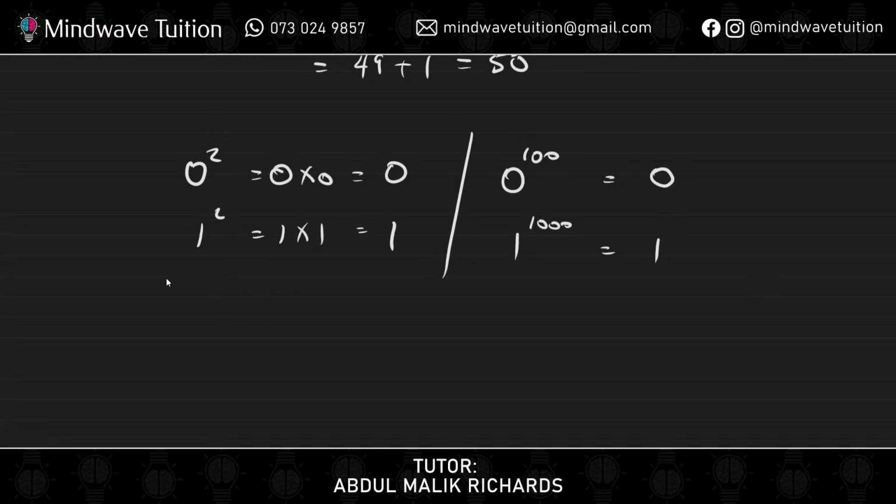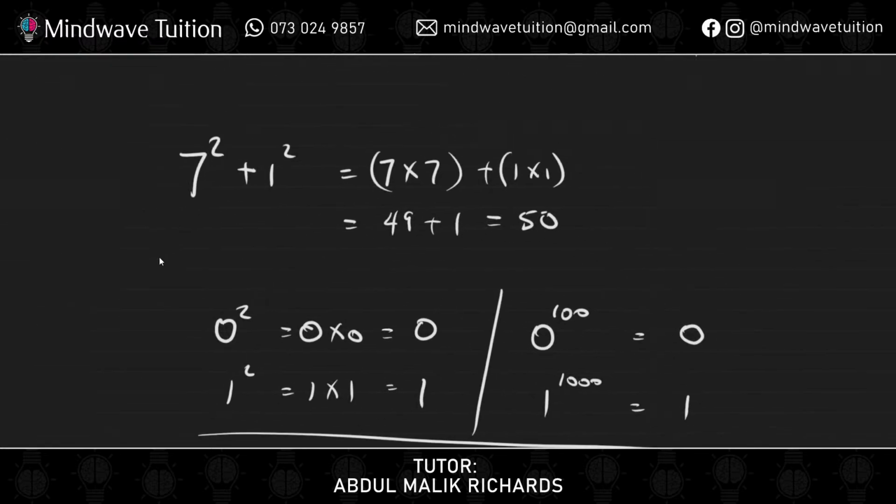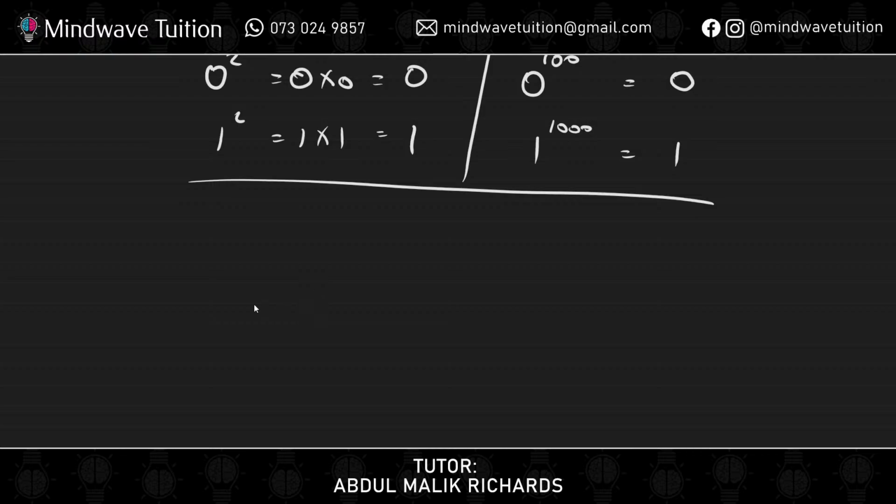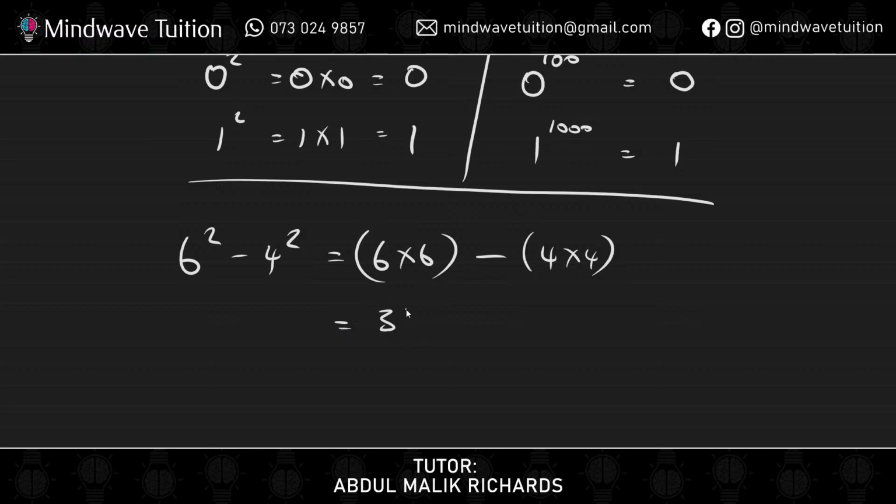So let's look at some questions. As you can see over here, we added two exponents together. We can subtract two exponents as well. So that's going to be 6 times 6 minus 4 times 4. And 6 times 6 is 36. Minus 4 times 4 is 16. And 36 minus 16 is going to give us 20.